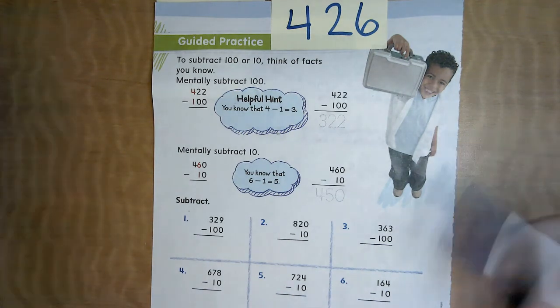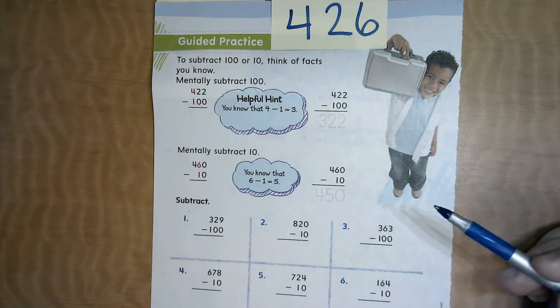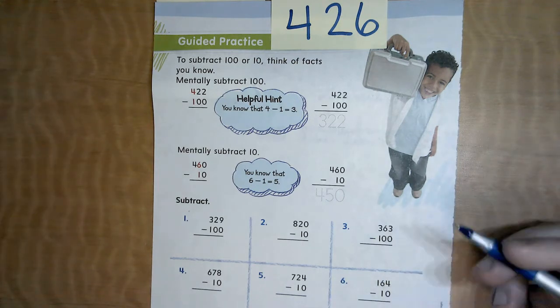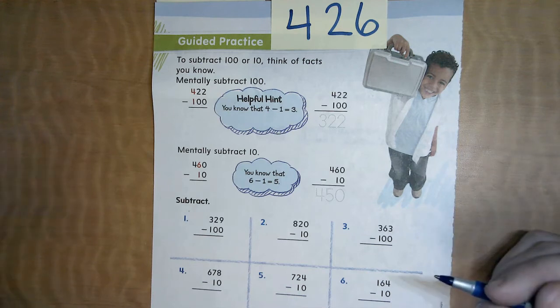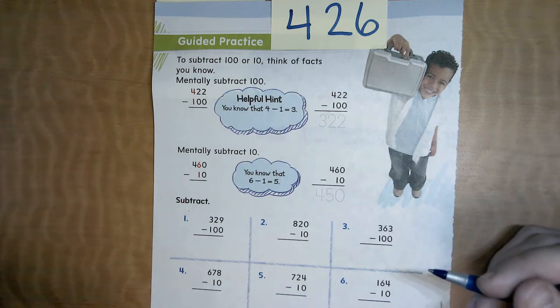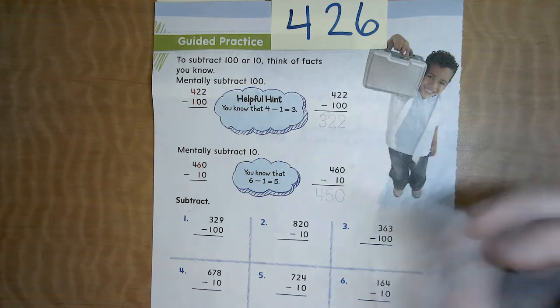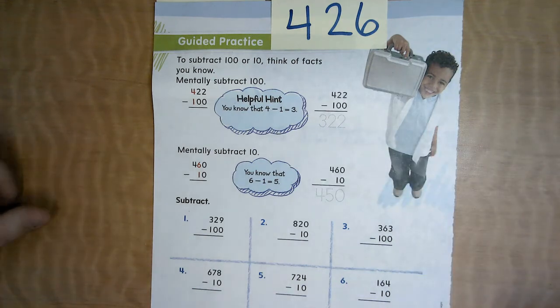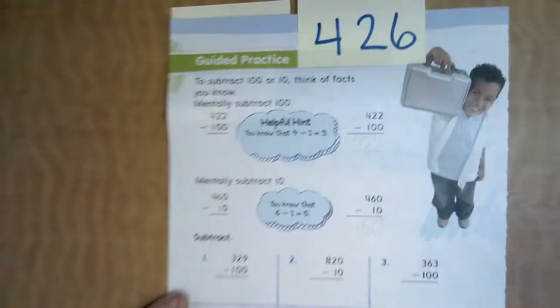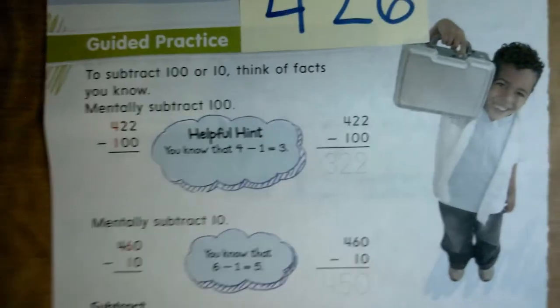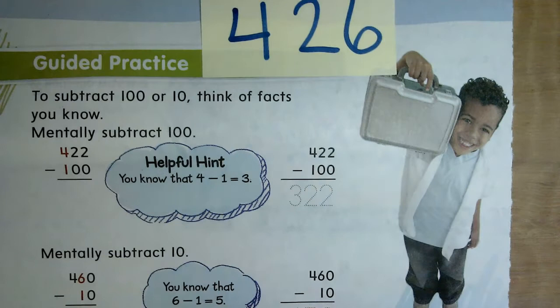I'm using a pen just because it shows up a little bit easier for me. But I want you to make sure you've got a pencil. And the reason we use a pencil is sometimes we make mistakes. And mistakes are okay as long as we fix them. So you're going to need to flip it around and erase any mistakes that come up. But let's go ahead. I'm going to zoom in here. And let's go ahead and start checking out our guided practice for today.